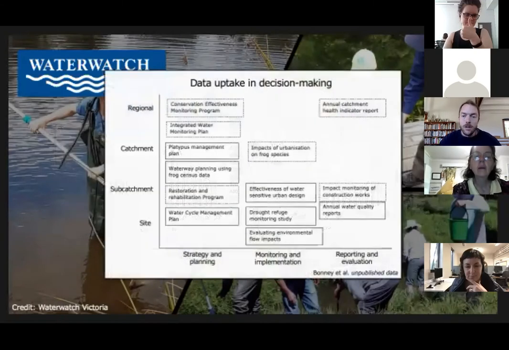Data uptake has been a really important goal, as I mentioned, and it's important not only for justifying the program's value for funders, but also for volunteers, who I've found feel really valued when their efforts work towards something, even if they're not the beneficiaries of those data. But there hadn't been any reviews on how citizen science data was being used to inform freshwater management and policy. And so that was something that I wanted to achieve in my PhD. I documented as many instances of data uptake as possible, and this figure shows just a small selection of these impacts. It also shows that data uptake can occur across different geographic scales and at different points in the management and policy cycle.